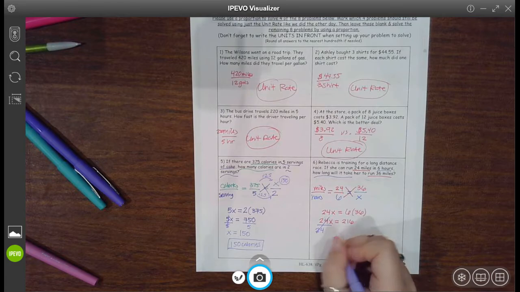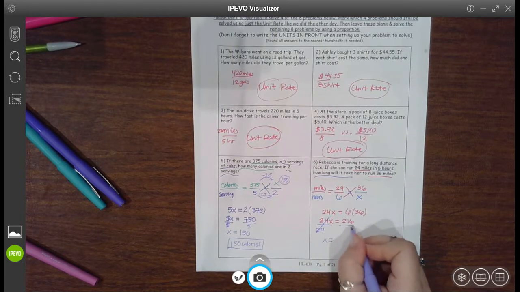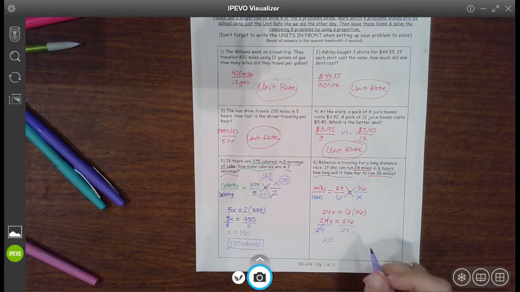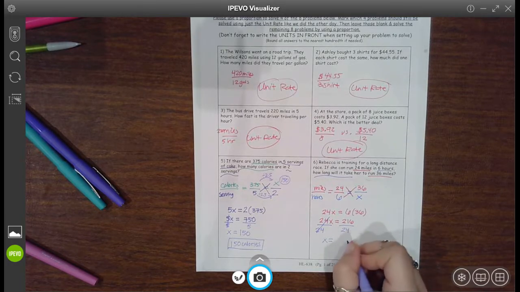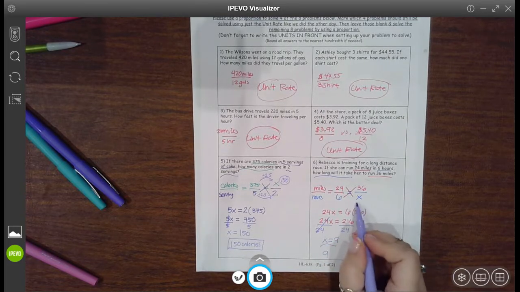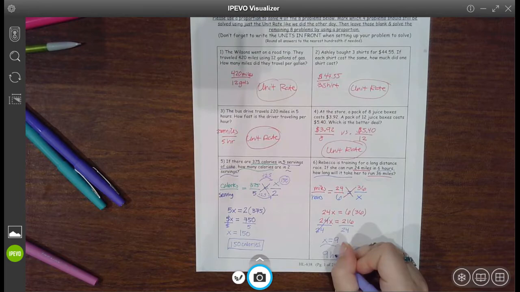Because anything divided by itself is 1. And now you have 1 times x. Woohoo, x is by itself. I can do that as long as I do the same thing to the other side. So type in 216 divided by 24, and you'll see you get 9. Now, what was x talking about? X was talking about the number of hours.